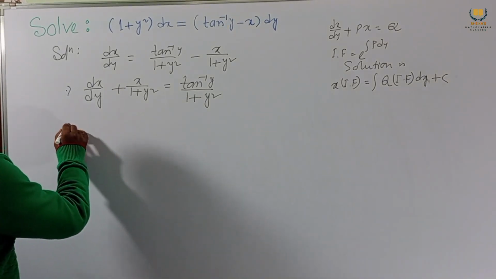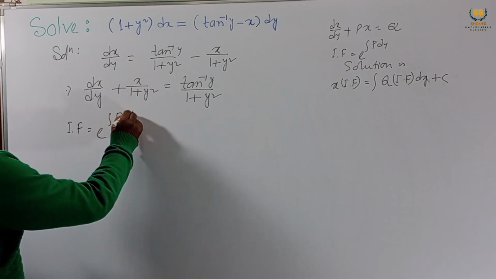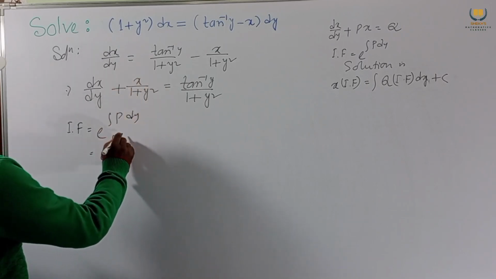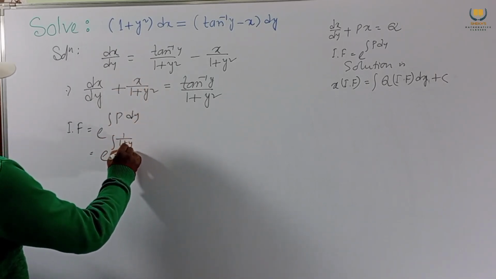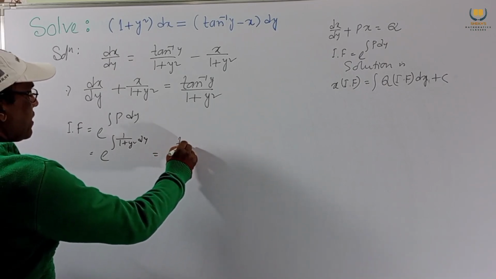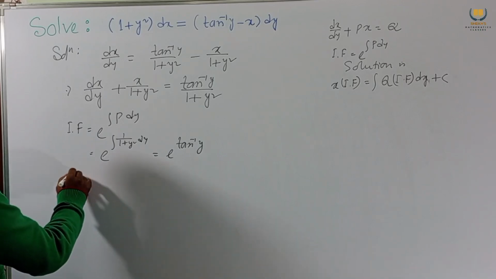Now we consider this problem. Here the integrating factor equals e to the power integral of P dy, and P means 1 by 1 plus y², so the integral is tan⁻¹y, a direct formula. The integrating factor is e to the power tan⁻¹y.